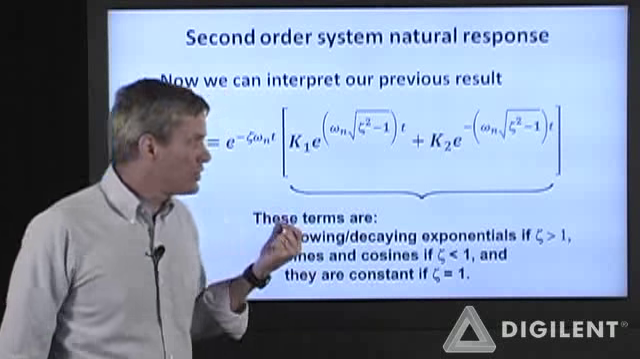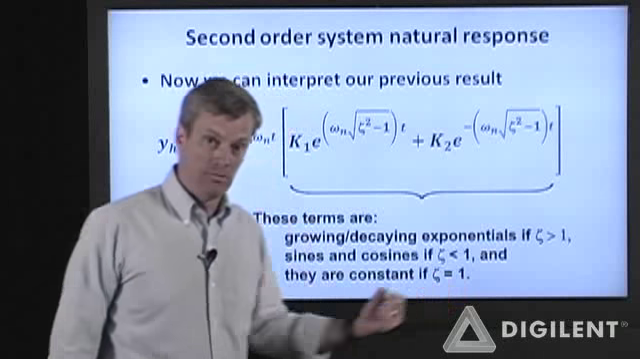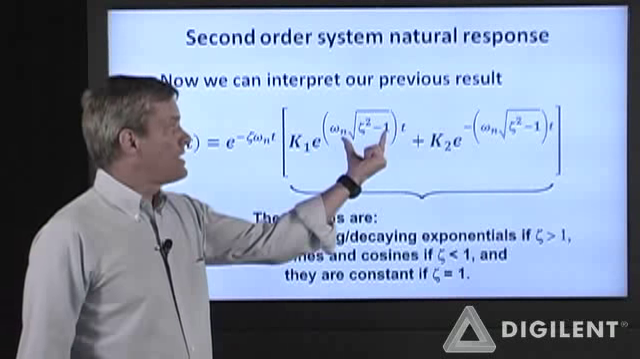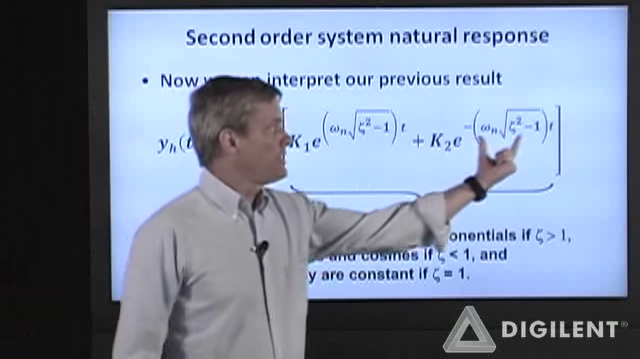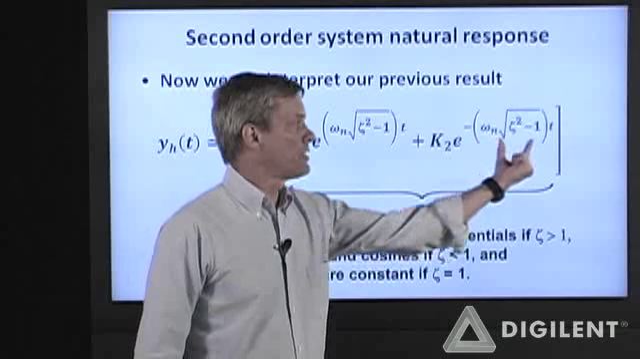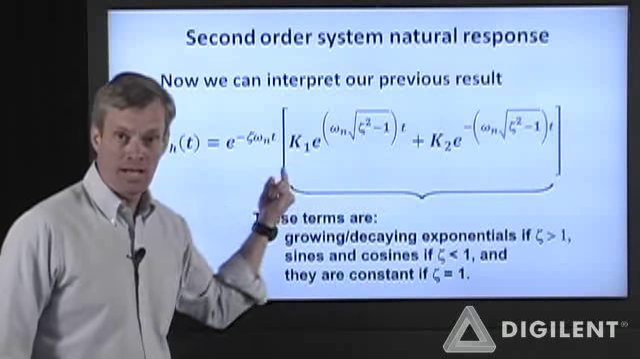Now, one special case, if the damping ratio is exactly 1, this guy here becomes 0, e to the 0 is 1. This guy here becomes 0. e to the 0 is 1. We have k1 plus k2. This term in here becomes a constant.